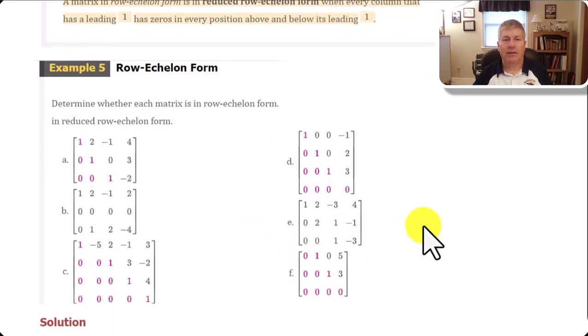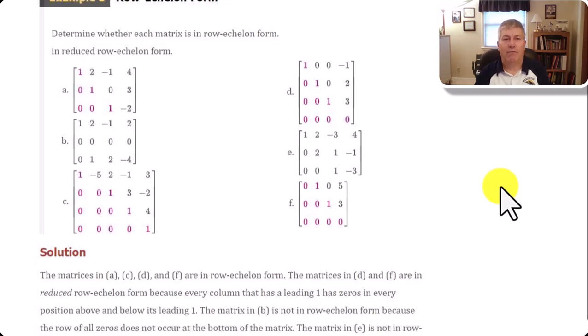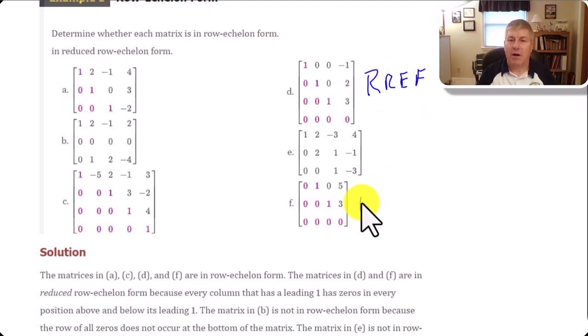So let's take a look at these 6 matrices and see if they are in row echelon form or reduced row echelon form. From the solution below, we can see that the matrices in A, C, D, and F are in row echelon form, and the matrices in D and F are actually in reduced row echelon form. So D and F are in reduced row echelon form.